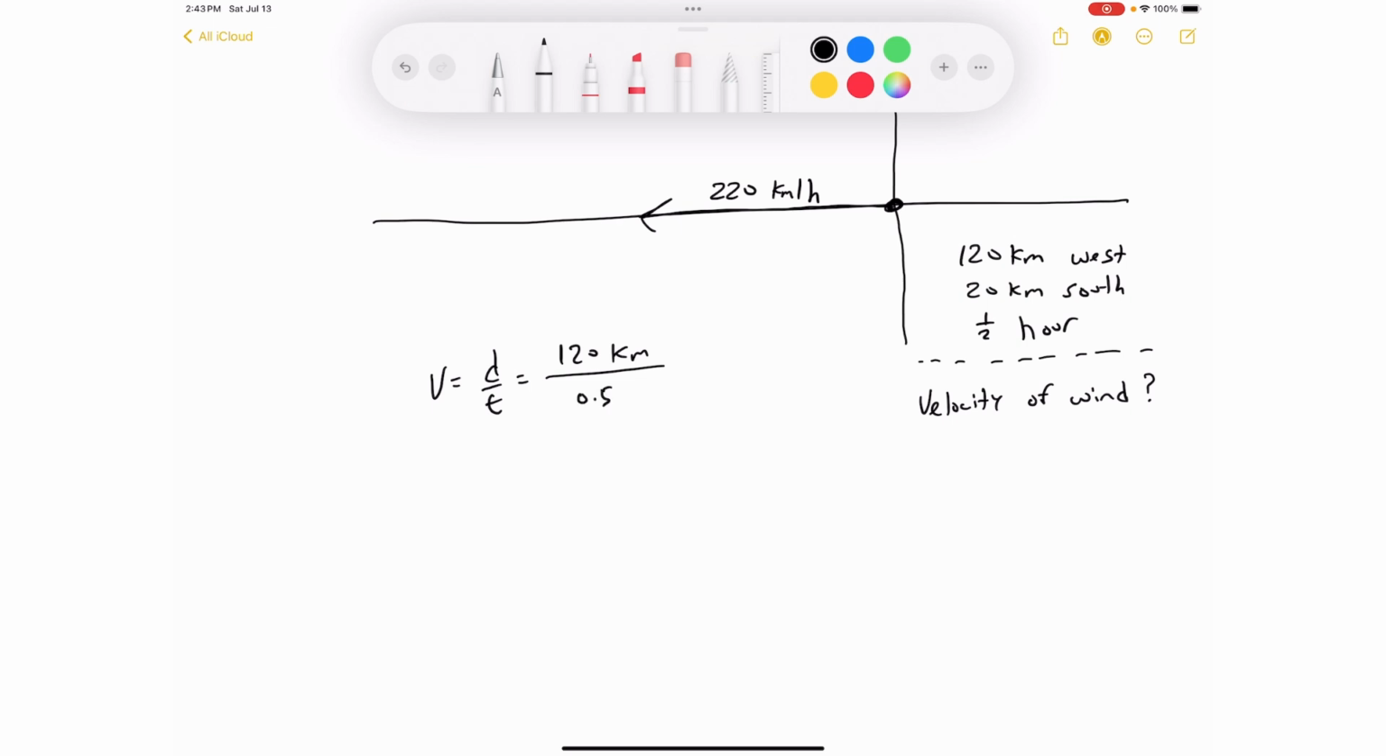And so obviously you can multiply 120 times 2, or you could do 120 divided by 0.5. And if you do that, you get 240 kilometers per hour in the west direction, and it would be 40 kilometers per hour in the south direction. Okay, so let's go ahead and write that vector down. So maybe I'll change it to that, and we'll go something like that. This isn't to scale.